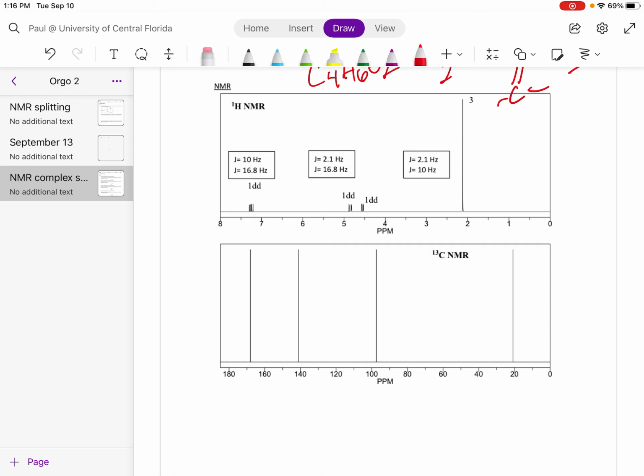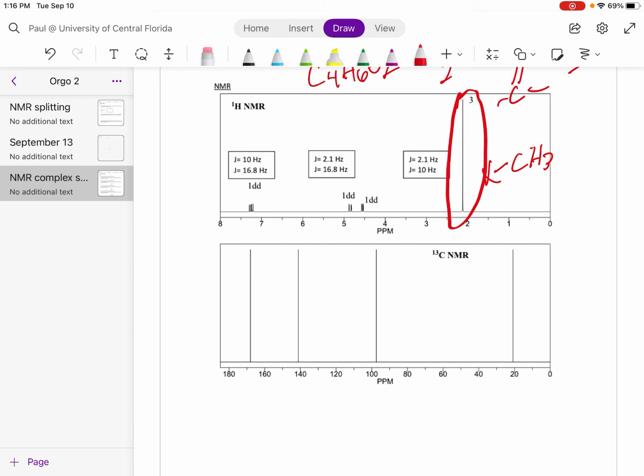We have 4 carbons. So when I see this guy right here, I have a, what's that? That integrates for 3. So that would be a methyl. And that methyl splits into a singlet. So we have this singlet, so that means the methyl has to be attached to something that has no hydrogens attached. Okay.